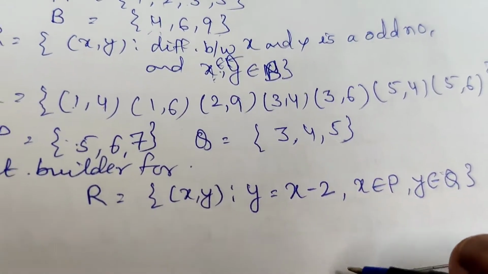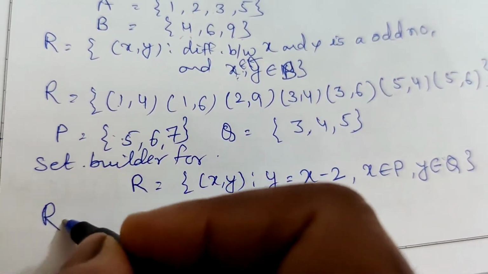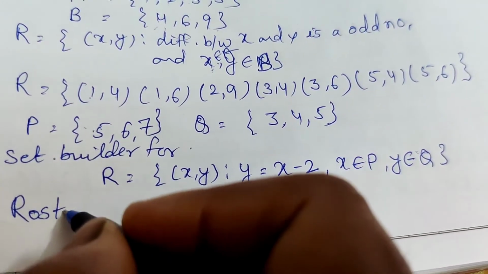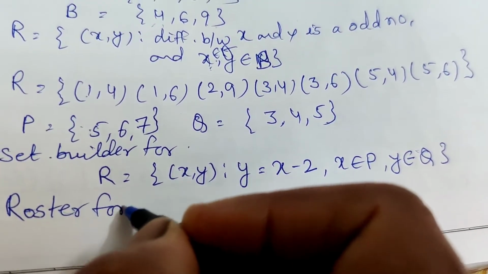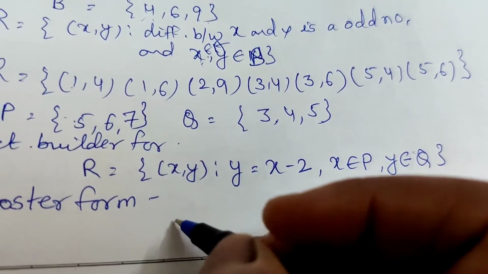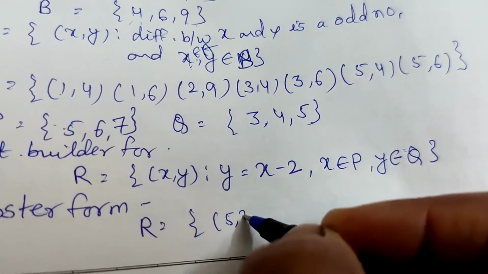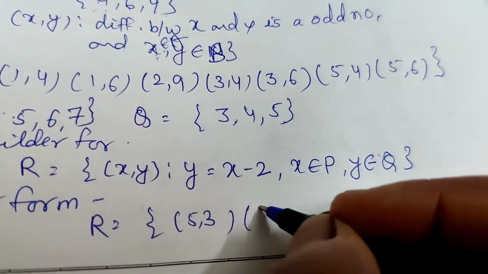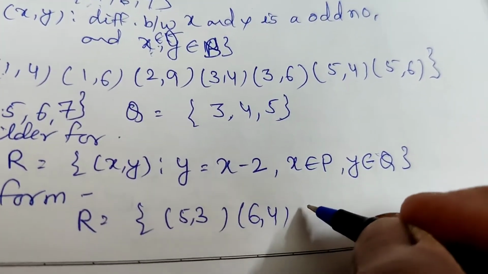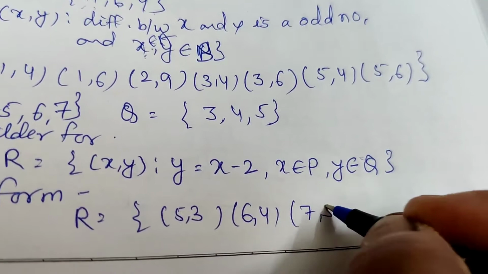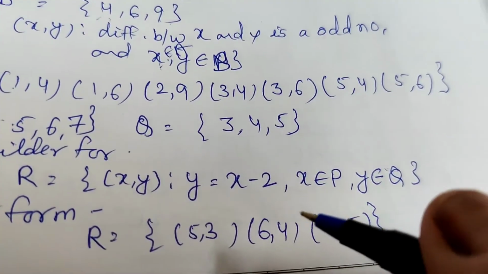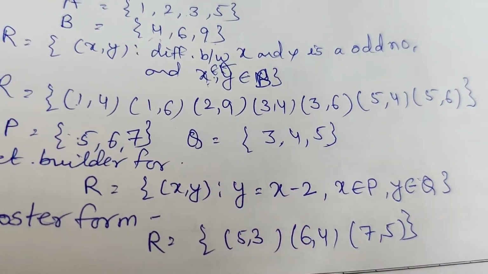Okay. And in the roster form, the relation pairs are 5, 3, 6, 4 and 7, 5. This is in roster form only. Okay.